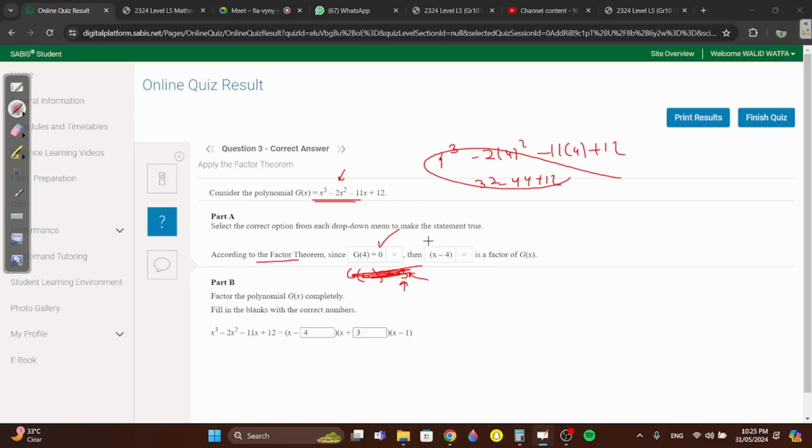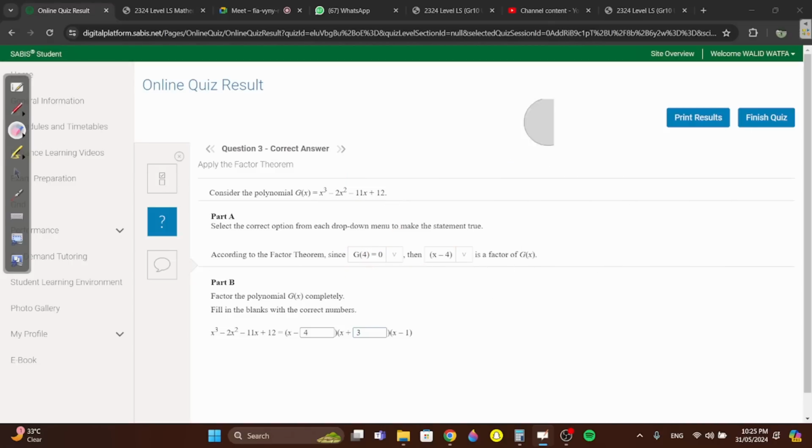Okay, how would I write it as a factor? If my root is 4, then how would I write it? You take the opposite. Oh, it's x minus 4. That means it's x minus 4, right? Not x plus 4. If it was x plus 4, then the root would be negative 4. But the root is 4, positive. So we put the opposite of 4, a positive 4, which is minus 4. Anyway, now we know x minus 4 is a factor.